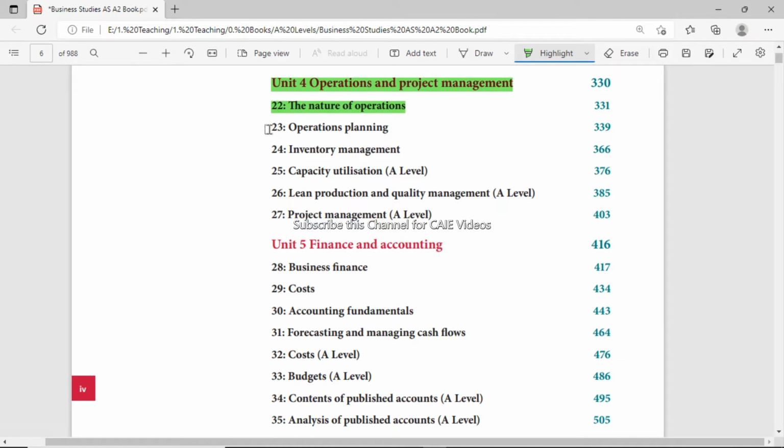Then we will move on to operations planning: how the operations are planned, how businesses plan their operational environment, and how the operational activities are allotted to different stakeholders within the organization in order to ensure that the overall objectives of the organization are met. So this will be discussed in operations planning, and then we will move on to inventory management.